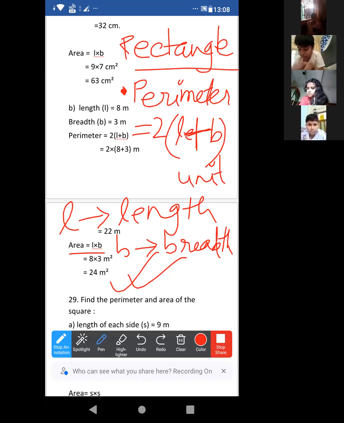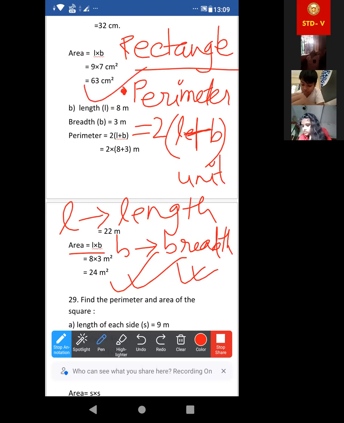As 40 minutes are almost done, if the meeting gets over, then you will automatically be disconnected. Then no need to join because today's class is already done. But before that, write it completely first. Now area. Perimeter done. All of you, perimeter written.